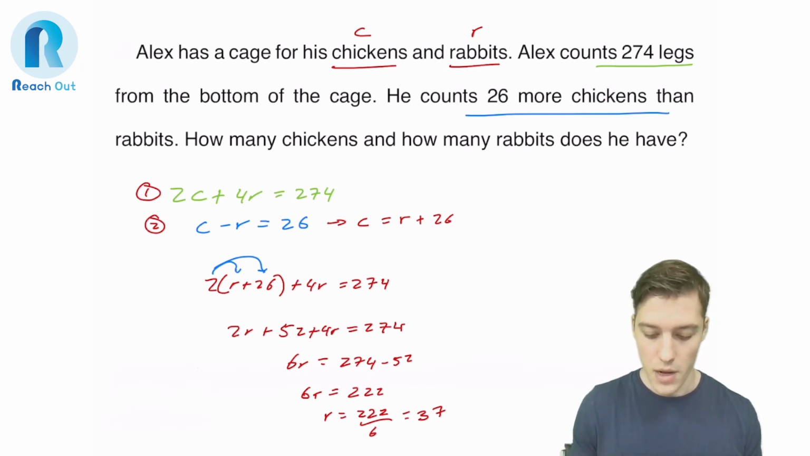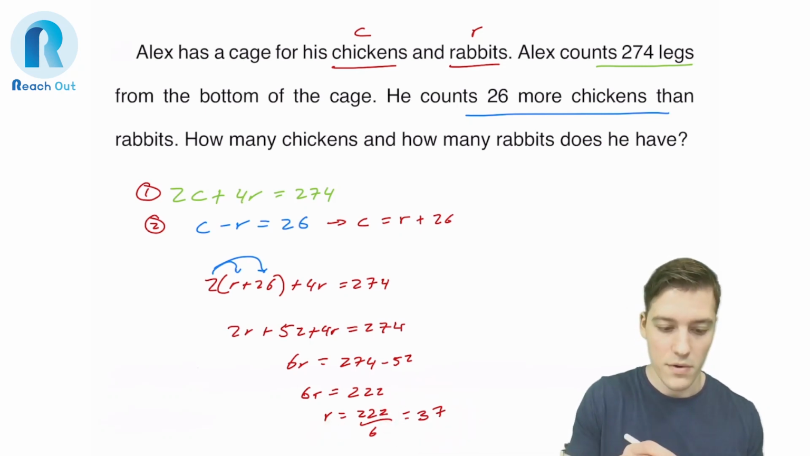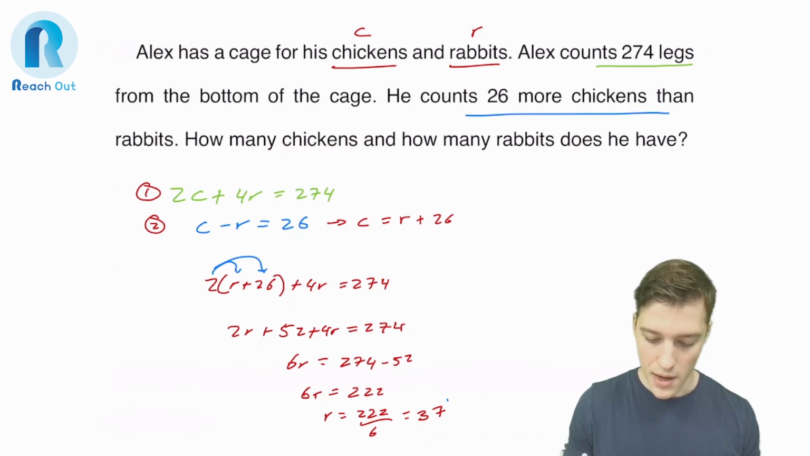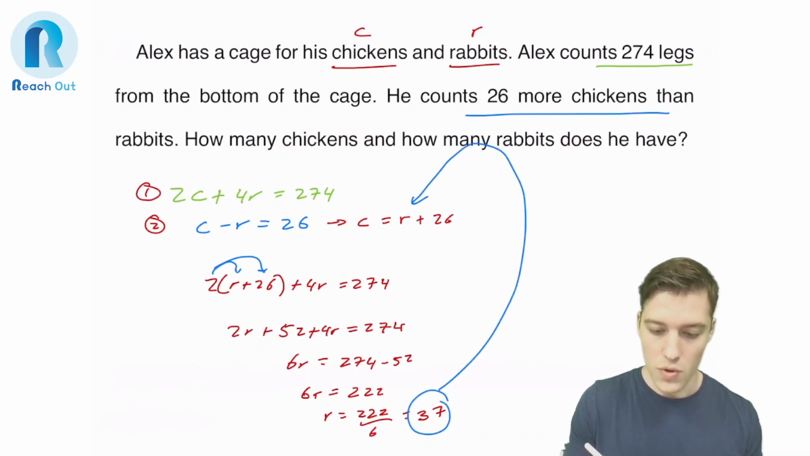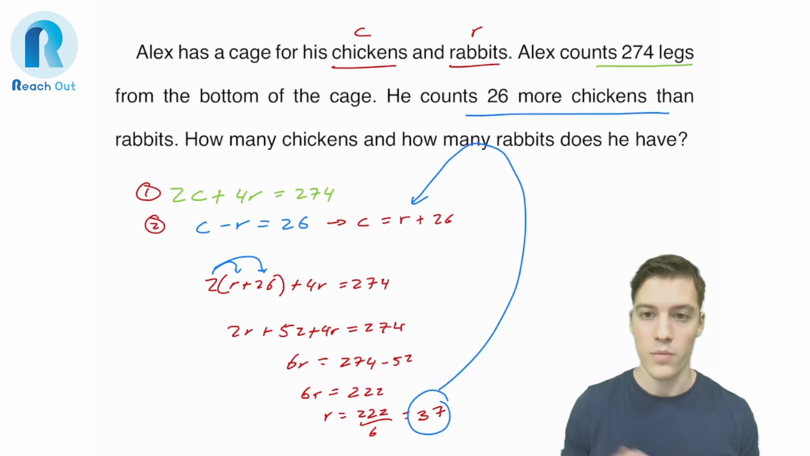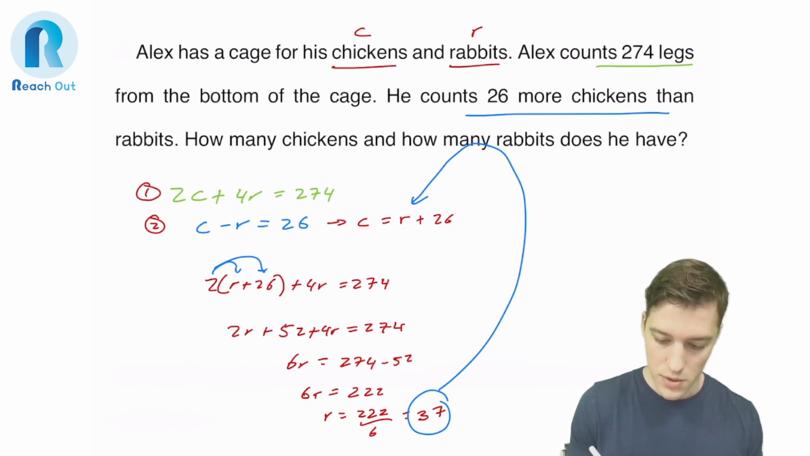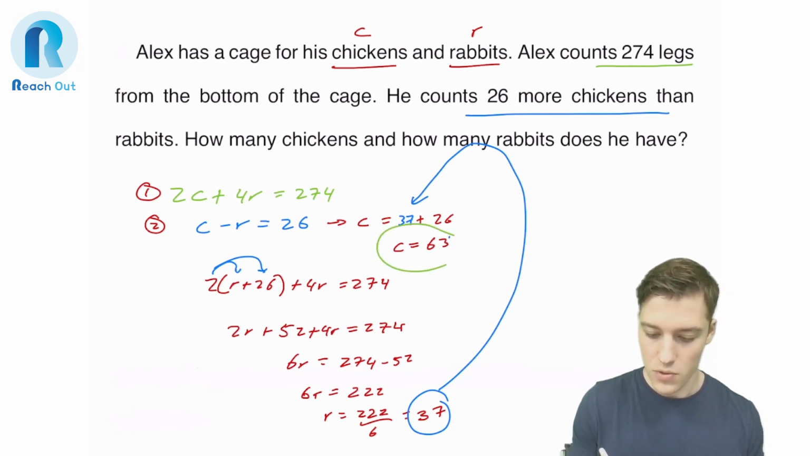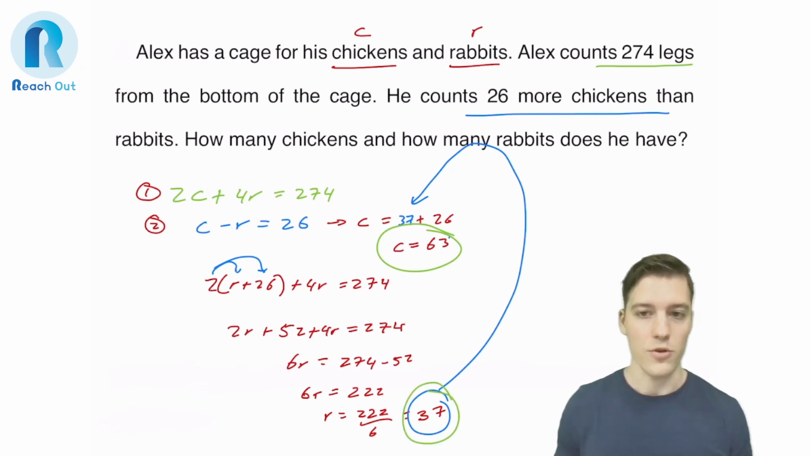So now I've solved for my number of rabbits. Rabbits equals 37. I am almost done, but the question asks for chickens and rabbits. So if R equals 37, well, I can just go ahead and plug this into equation 3, right, which solves for the number of chickens. So if I put 37 in here, chickens would be 37 plus 26, which is equal to 63. And we are done. The number of chickens equals 63, and the number of rabbits equals 37.